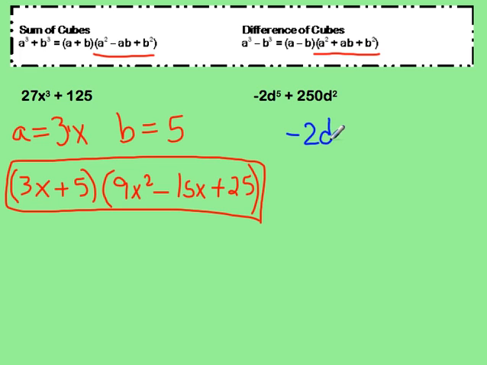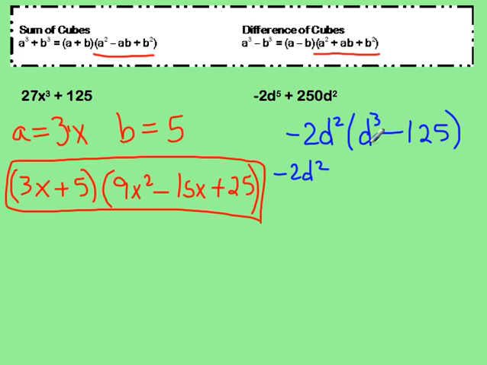Both terms have a d. Take out the smaller exponent of the 2. That's going to leave me with d cubed for the first term. Since I took out a negative, I have to change the sign to minus. 2 goes into 250 125 times, and I took out the d squared. Now the negative 2d squared, that's going to fall down. That's going to stay there.